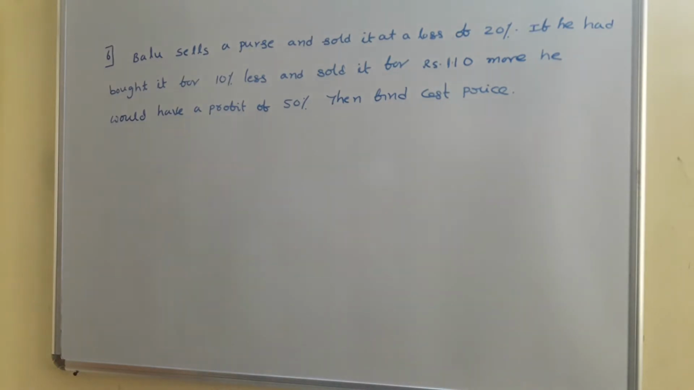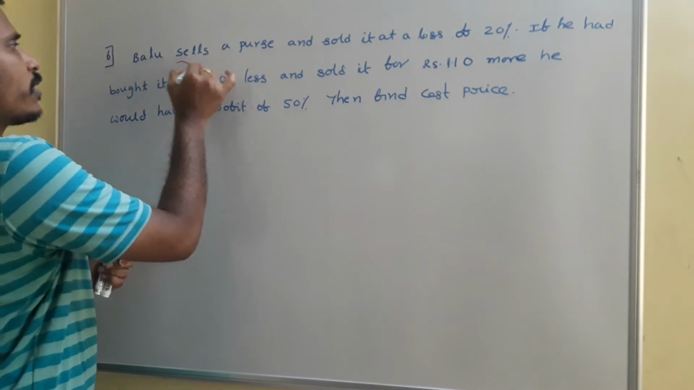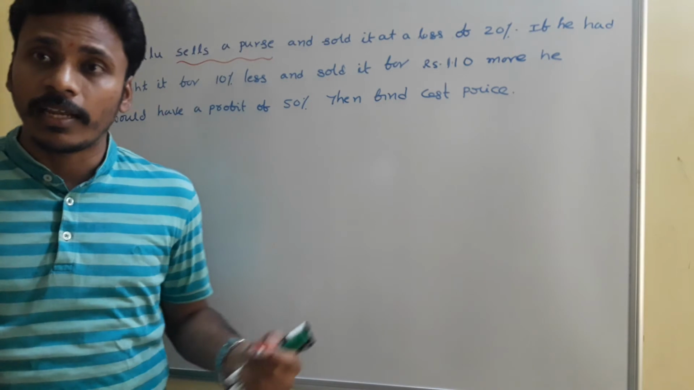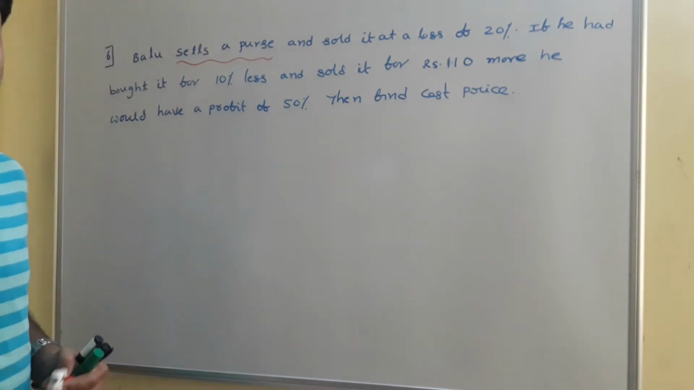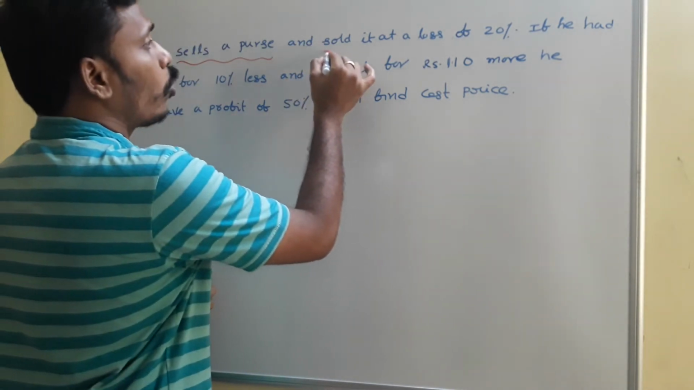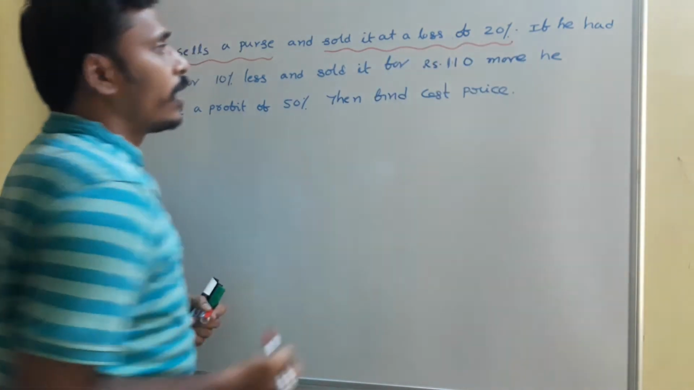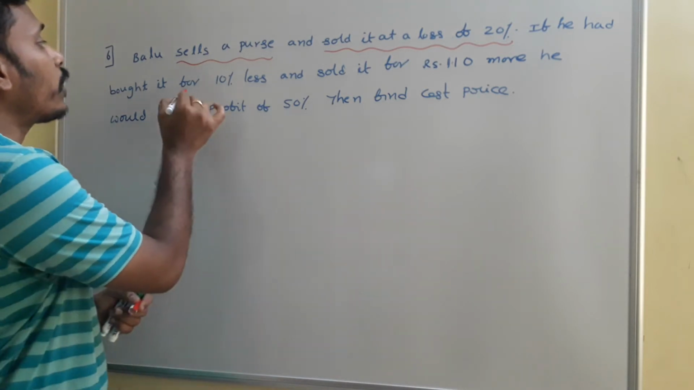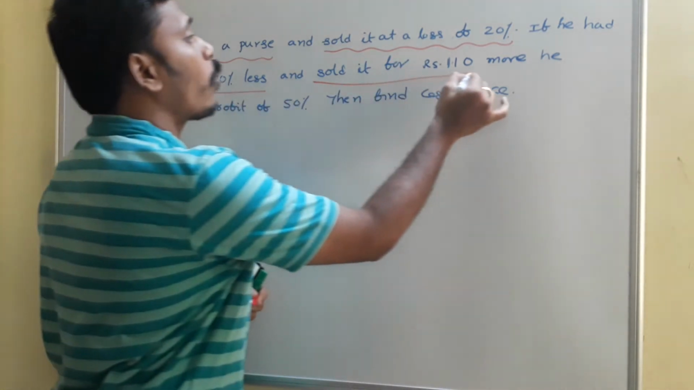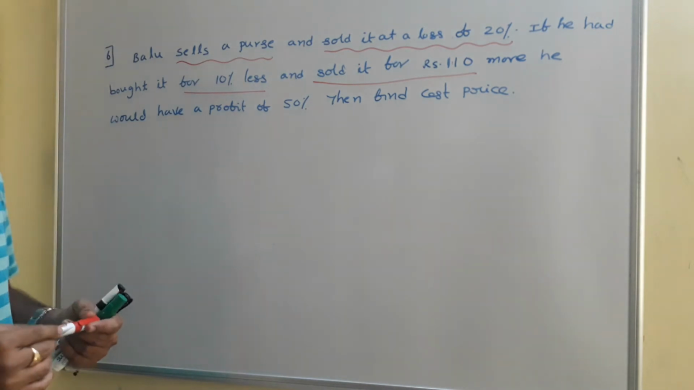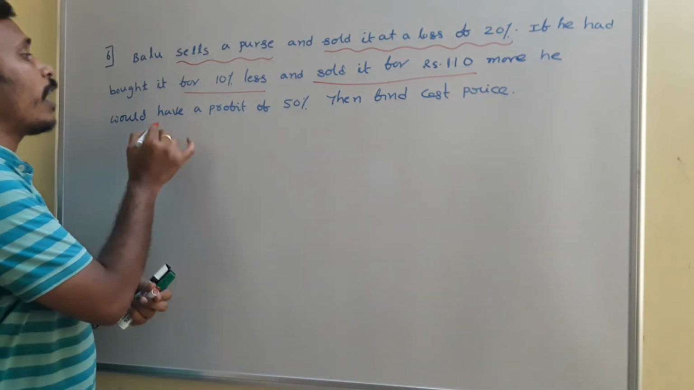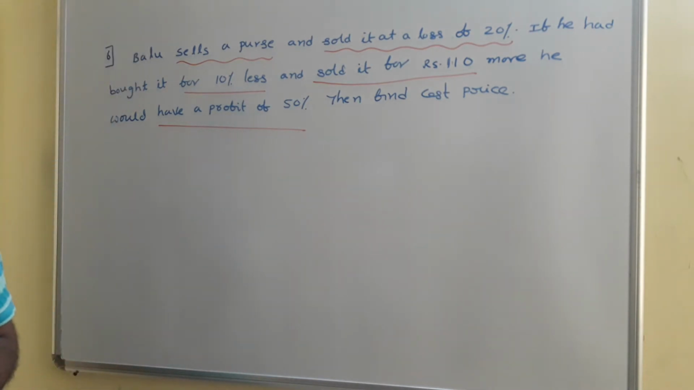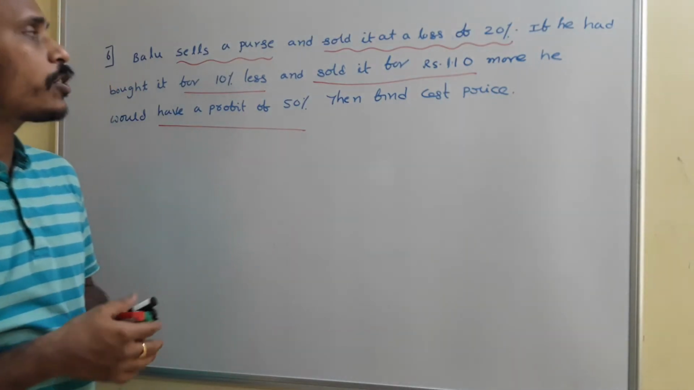61. Balu sells a purse. So now this is about selling a purse. The previous problems had one case selling a dress, another selling a chair, and in this case he sells a purse, at a loss of 20%. And if he had bought it for 10% less and sold it for 110 rupees more, then he would have gained a profit of 50%. Then we need to find the cost price. That's the situation. You just analyze the situation first.